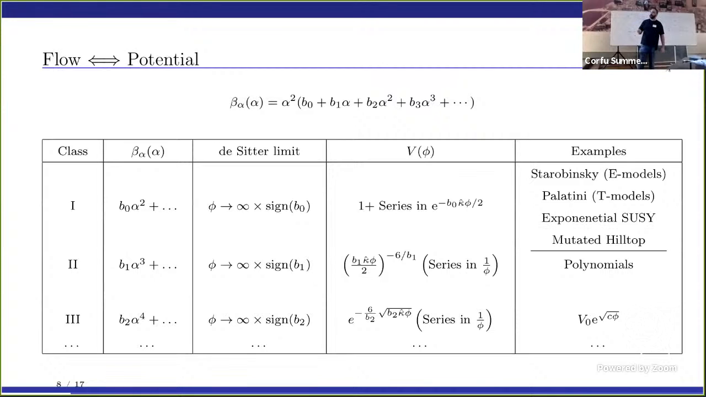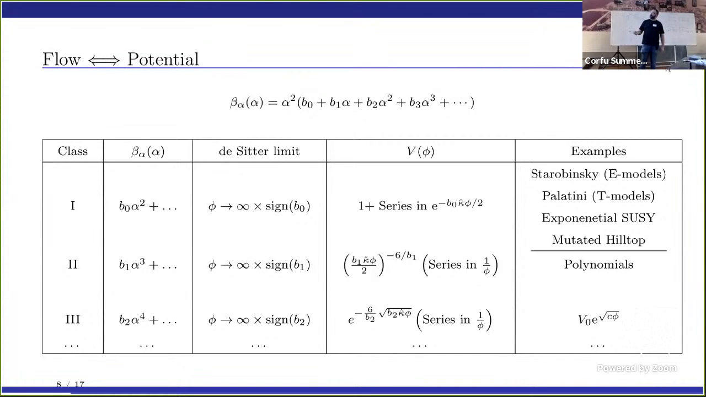This is the related beta function, as I just explained. And so in class 1, you obtain V. You always obtain V as an expansion in the field around the value that the field assumes in the de Sitter. So here you get a constant plus a series in the exponential of the field. Here, class 2, you get some weird power that might be even fractional depending on B1, and then a series in 1 over phi.